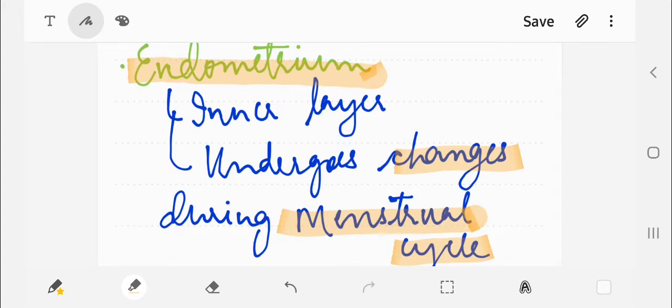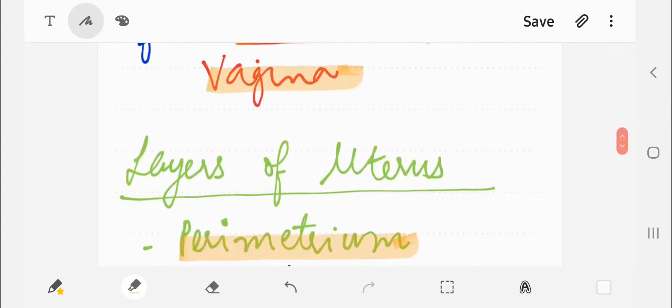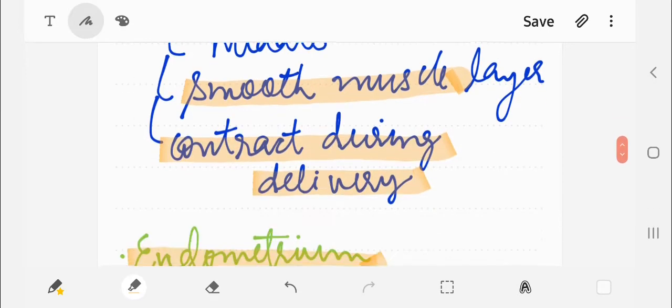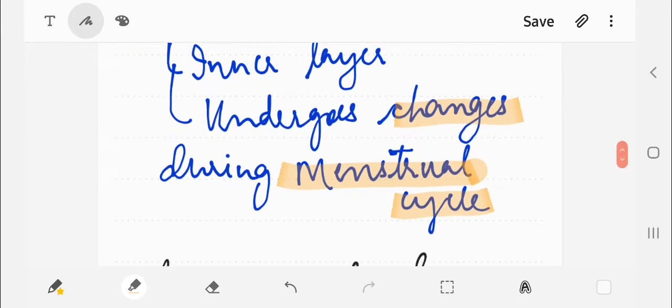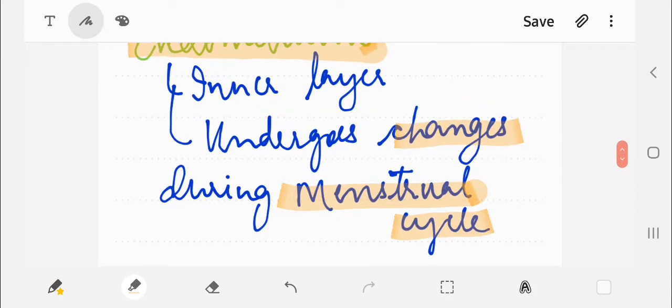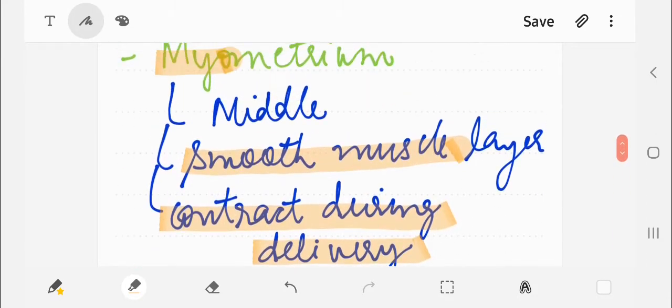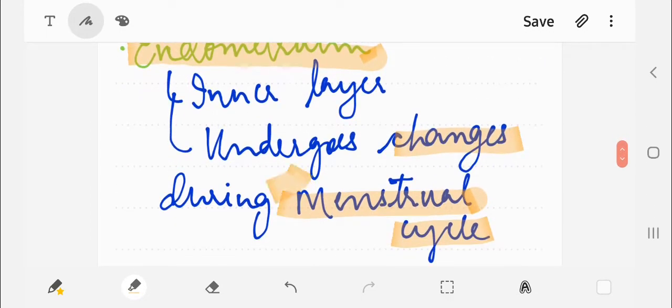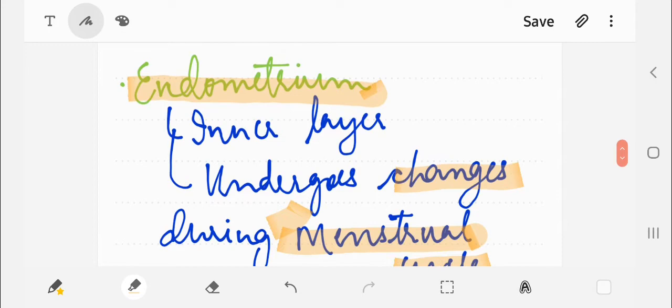So one by one you have to give the function of the uterus layers. The outermost helps in protection, the layer that helps during the delivery is the myometrium, and the layer that degenerates during menstruation is the endometrium. So these are the layers which are very important.